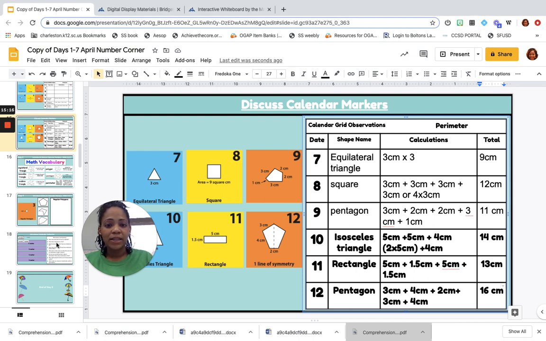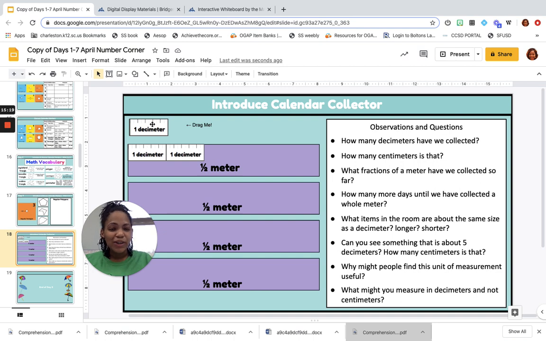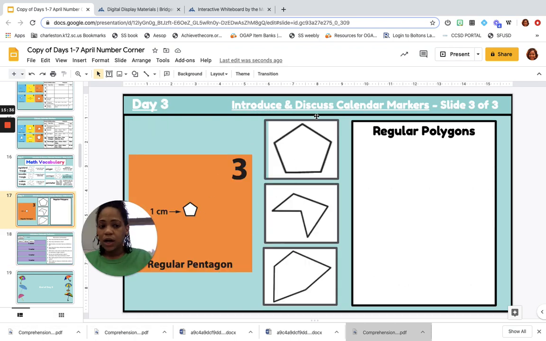So, before we end our video for today, let's go ahead and do our calendar collector. Remember, we're collecting a decimeter a day. I showed you what it looks like in real time, but I had to shrink it down so it could fit on the computer. So I'm going to add 1 decimeter because this is now our 3rd day of school in April. And throughout this month, we'll be talking about, obviously, some geometric terms, polygons, regular polygons, isosceles, equilateral, scaling, maybe. And then we saw some lines of symmetry there. And you can't forget perimeter.